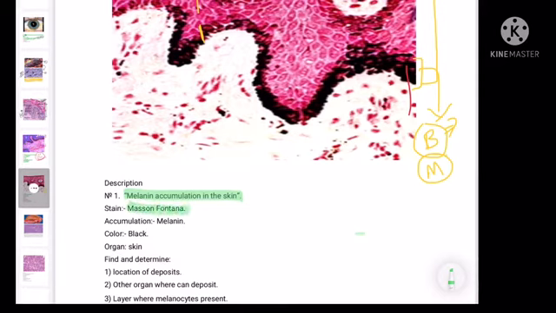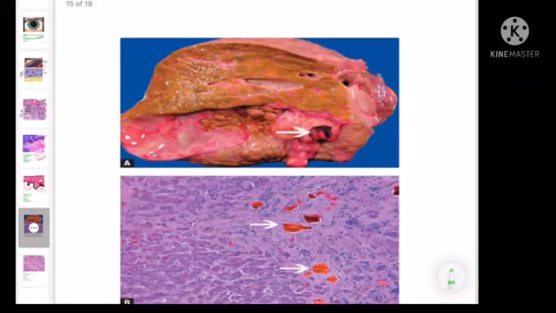Staining is Masson-Fontana staining. Accumulation is melanin, color black. Organ is the skin. Location of deposition is the stratum basale. Organs where else it can deposit: brain, eyes, hair and nails. The layer where melanocytes are present is the stratum basale, the basal layer.